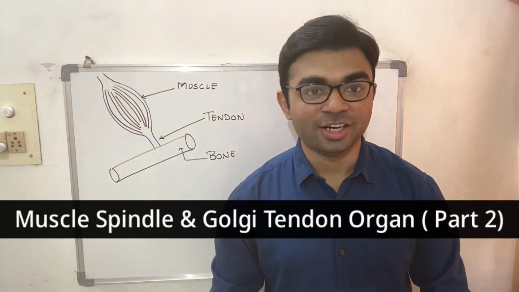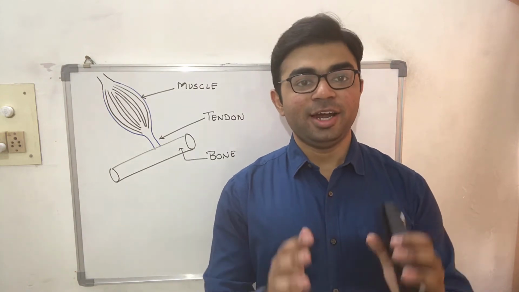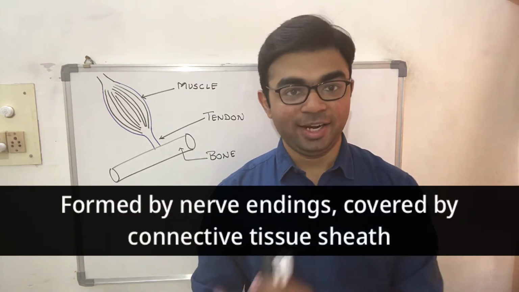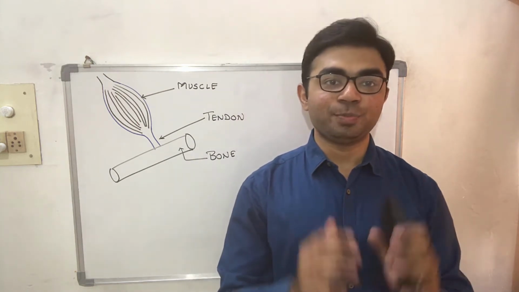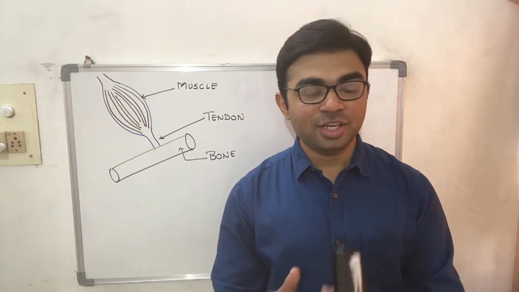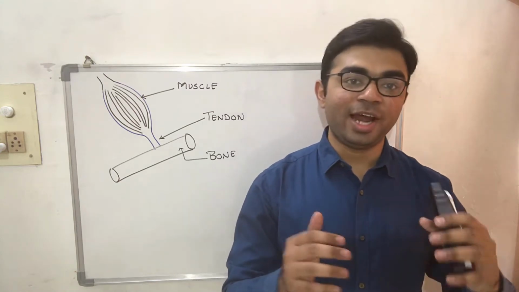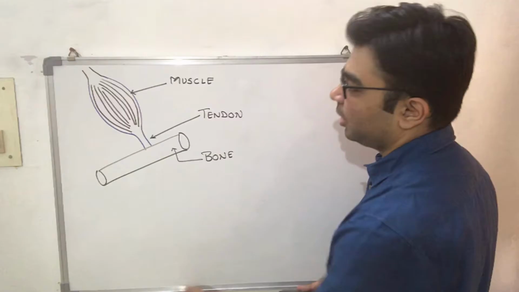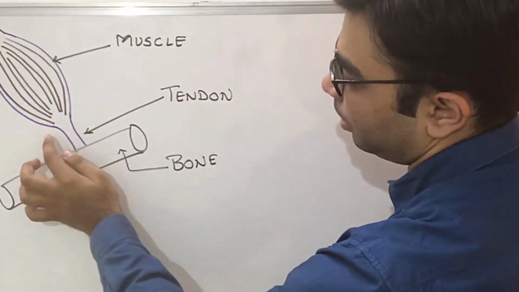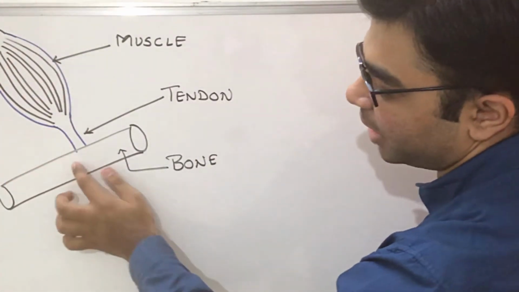Golgi tendon organ. The Golgi tendon organ is formed by nerve endings which are covered by a connective tissue sheath, and it is placed in series between the muscle fiber and the tendon. As you can see in this diagram, this is the muscle, the end portion is the tendon, which is attached over the bone.